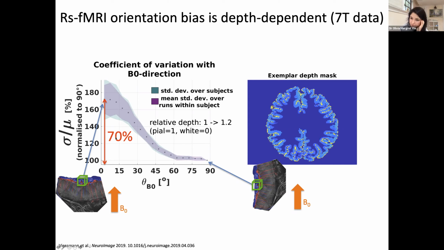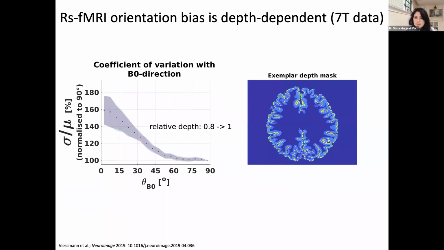So what Louis showed in hypercapnia at 3T with like 30% bias presents as up to a 70% bias in resting state at high resolution and high field. Now I'm going to slide through our depth analysis.